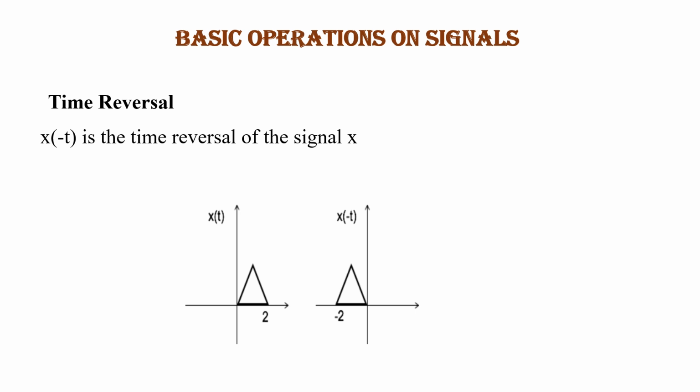Time reversal or reflection of a signal can be denoted as y of t equal to x of minus t. x of minus t is the time reversal of the given signal x of t. Even signal is the positive reflected signal and odd signal is the negative reflected signal. So these are the basic operations performed on the signals.